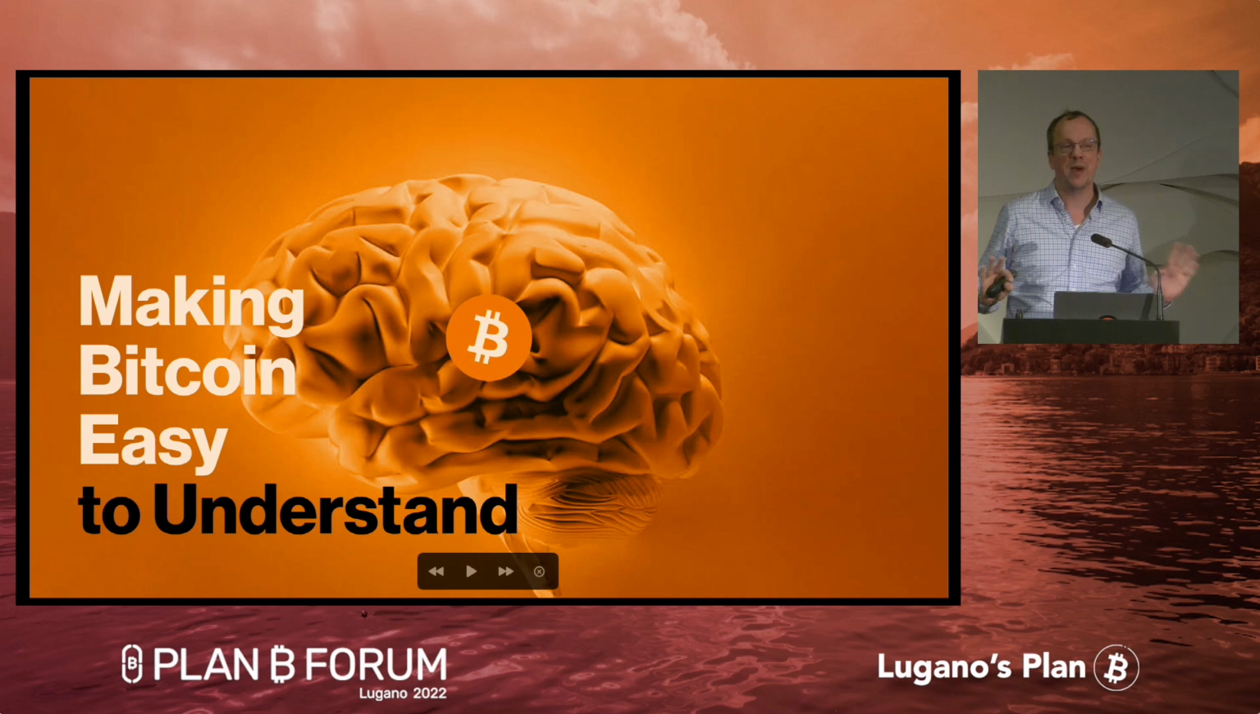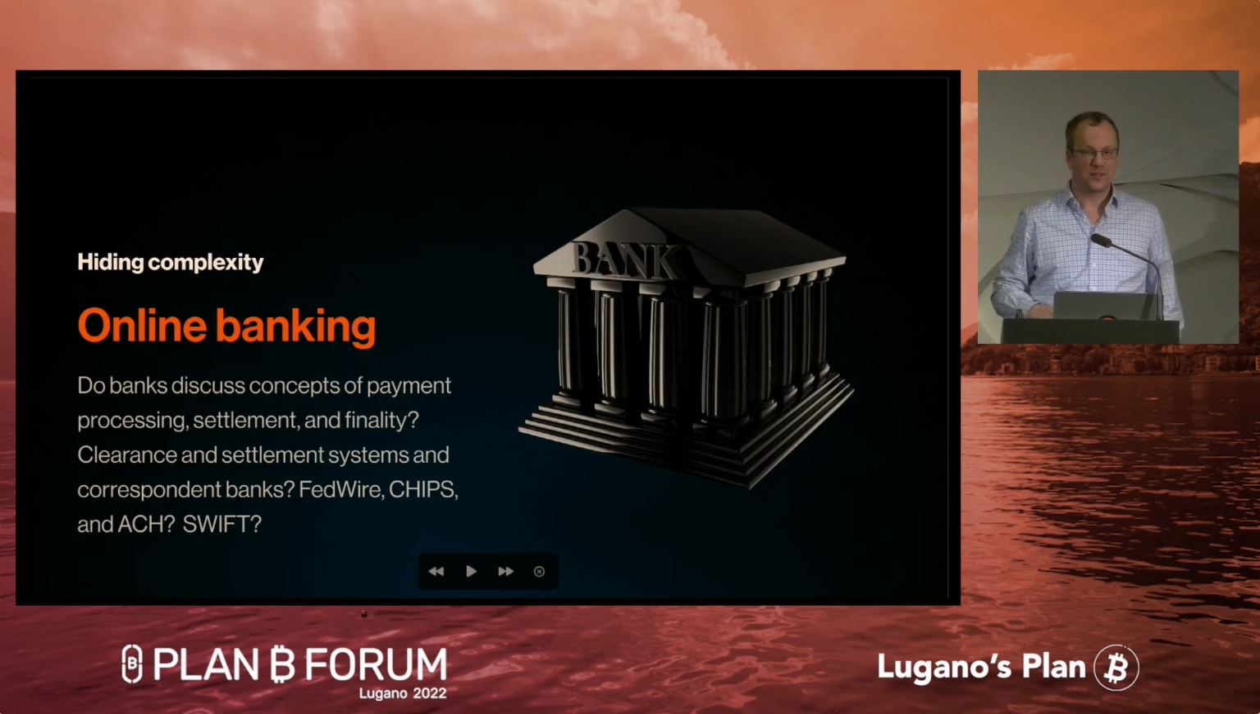Okay, so let's now zoom out from all the complexity and all the noise and try to offer a really easy explanation of what Bitcoin actually is. Let's start with an example. When a bank wants to teach their customers how to use their online banking application, how do they do that? Do they teach them about clearance and settlement systems? Do they teach them the difference between settlement, finality, and processing? Do they explain the difference between SWIFT, ACH, Fedwire, and CHIPS? No, that probably would not be a very good idea to teach your customers how to use the application.